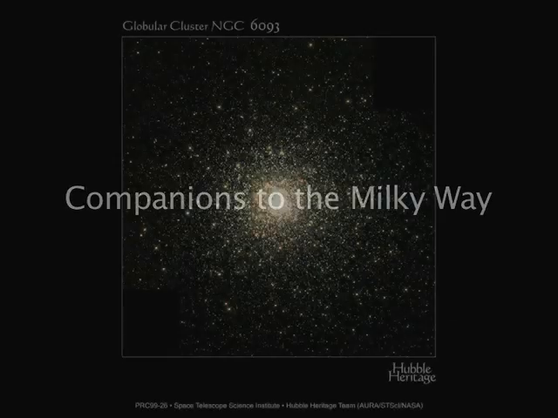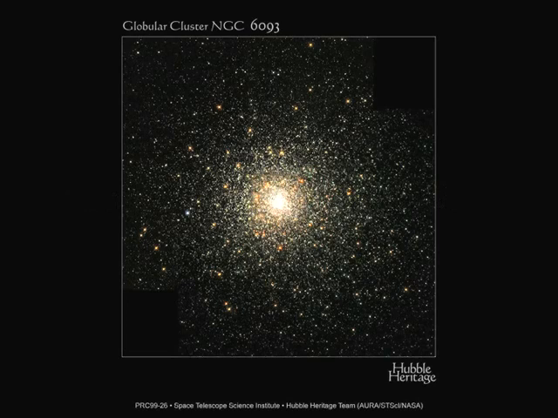We live in a spiral galaxy called the Milky Way. Our galaxy has a number of companions. They include globular star clusters and dwarf satellite galaxies. In this Hubble Space Telescope image, you can see a globular cluster. It is a dense collection of about a million stars. Our galaxy has about 160 of these globular clusters orbiting about it.